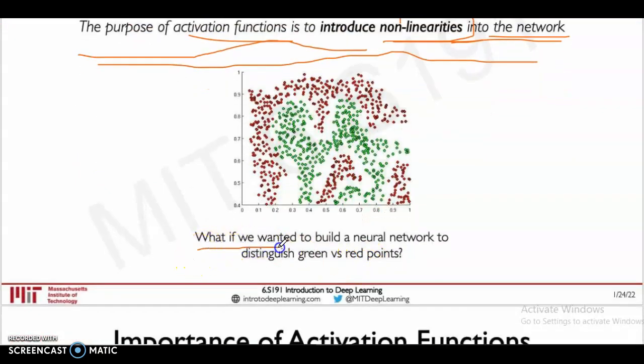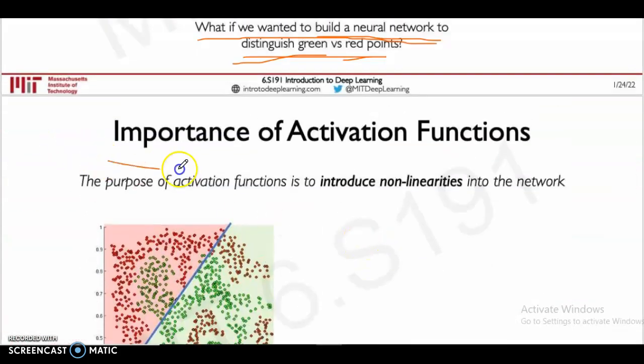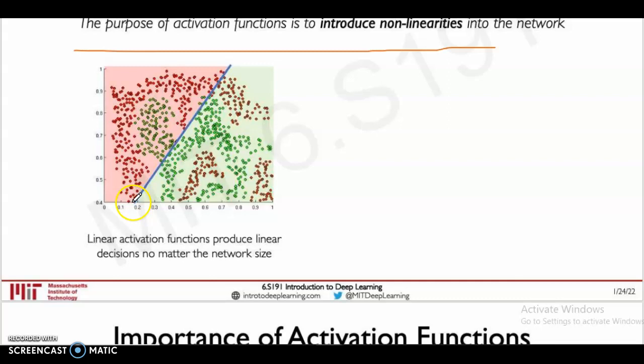What if we wanted to build a neural network to distinguish green versus red points? This is red, this is green. So we have to build a neural network to distinguish green versus red points. The purpose of the activation function is to introduce non-linearities into the network.